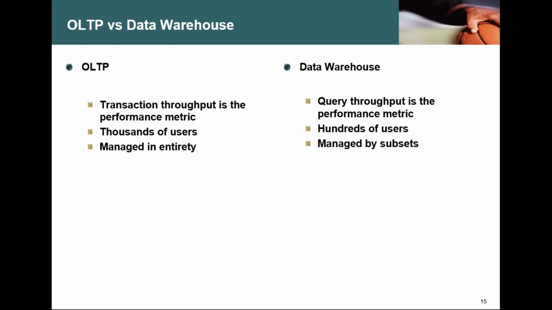Transaction throughput is a performance metric, and query throughput is the performance metric. Whatever action you are performing, being a seller or a counter person, transaction throughput is the performance here. That means how effectively you are reading the data from your product, or entering the data into your system. But in a data warehouse, how effectively you are retrieving and querying the data is the performance point.